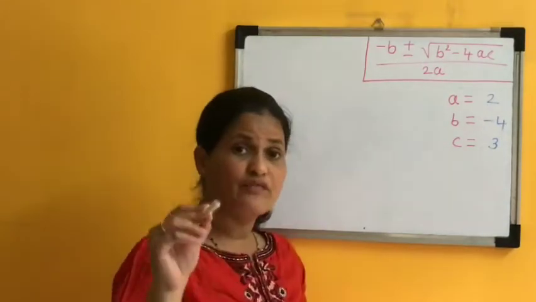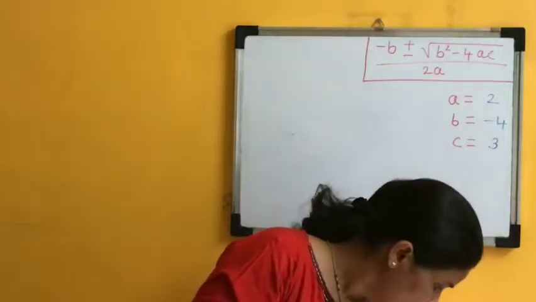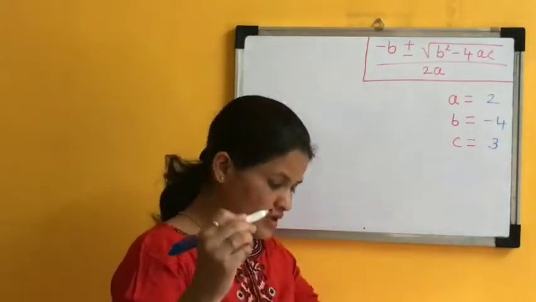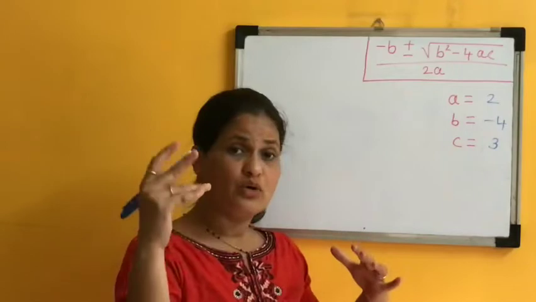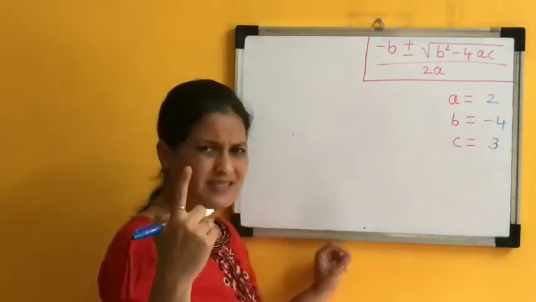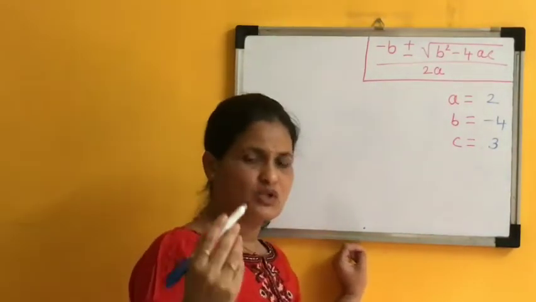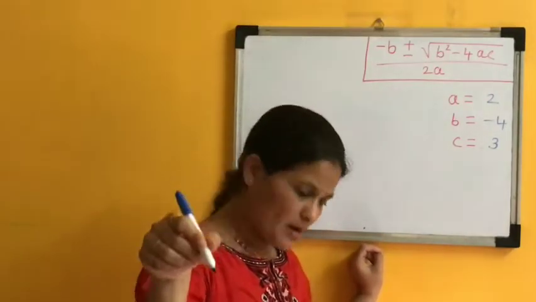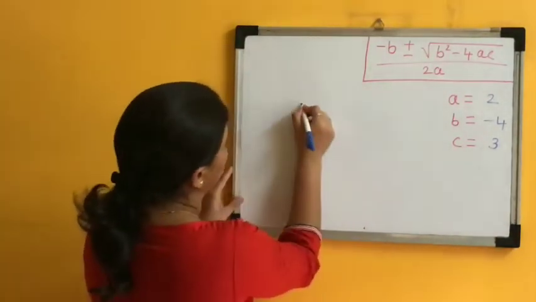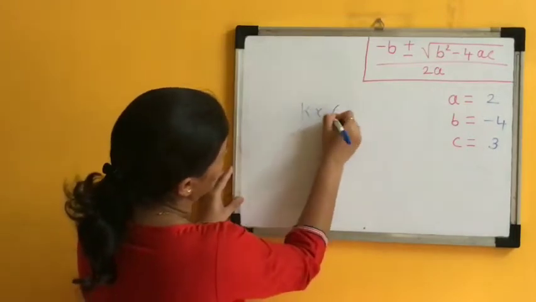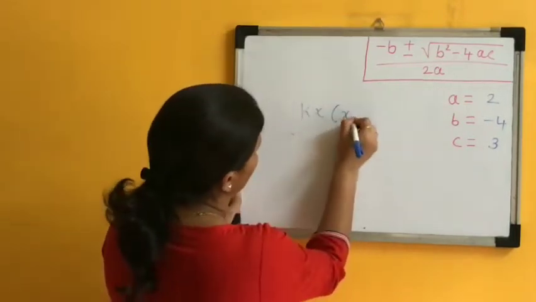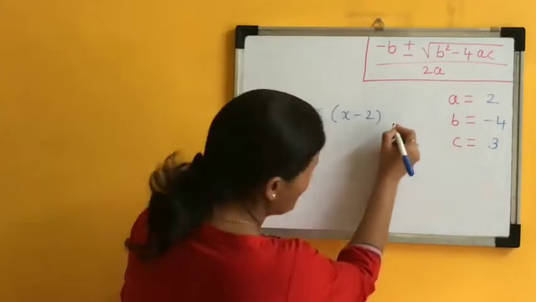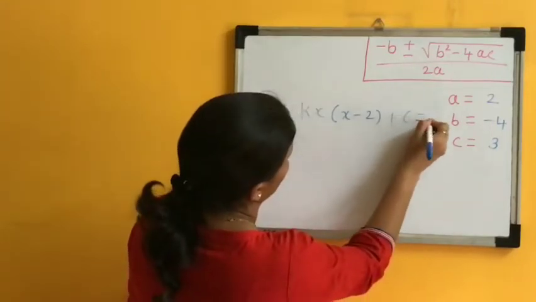Now let's take one example, or you can say word problem. Find the value of k for each of the following equation so that they have two equal roots. So let us take only one example, and you can solve more examples. Finding difficulty, please write it down in the comment box. So let's take one example, kx into x minus 2 plus 6 equals to 0.